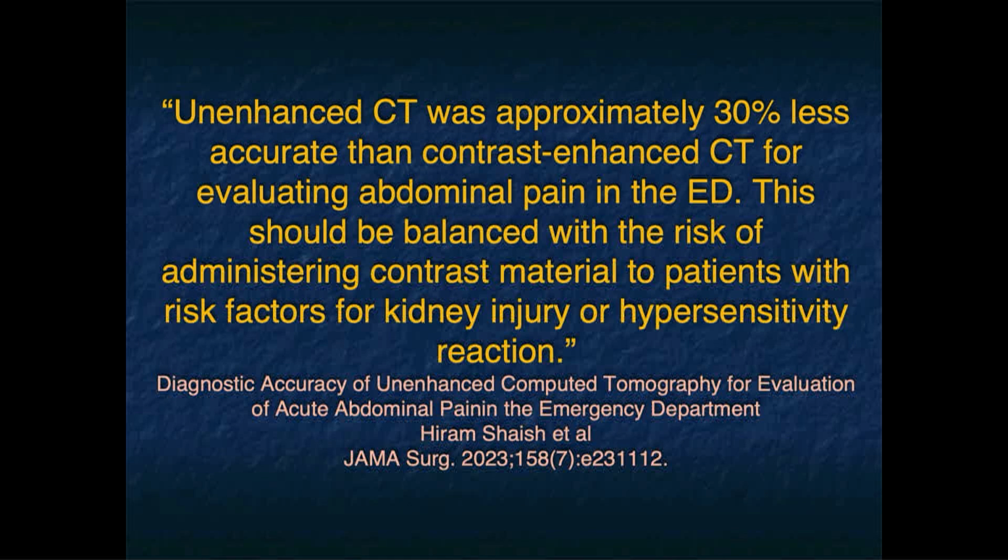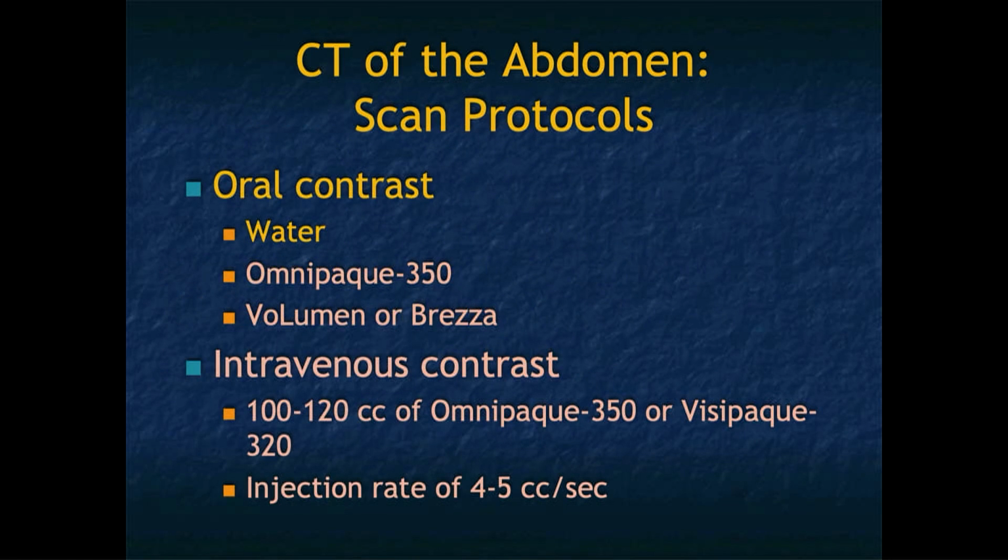So technique is everything. As I mentioned in my first talk, we always give oral contrast. For a lot of things, including the acute abdomen, we will use water. If I can't give IV contrast, then I will use positive contrast. I'll also use positive contrast if I'm worried about a fistula, but for the most part we use water and then IV contrast at a 5 cc injection rate.